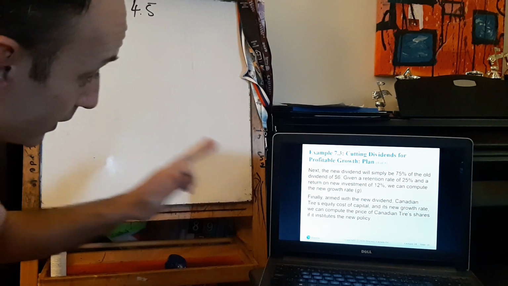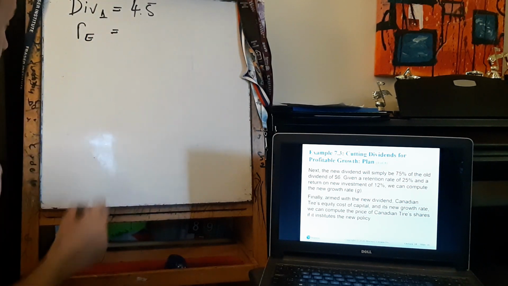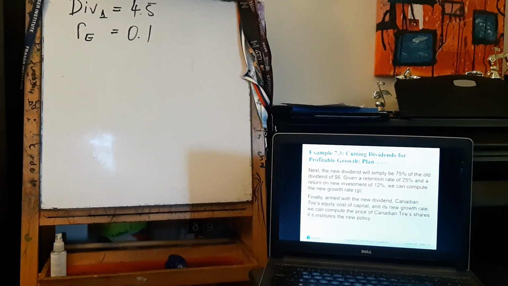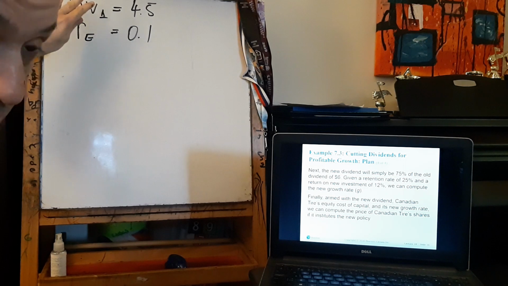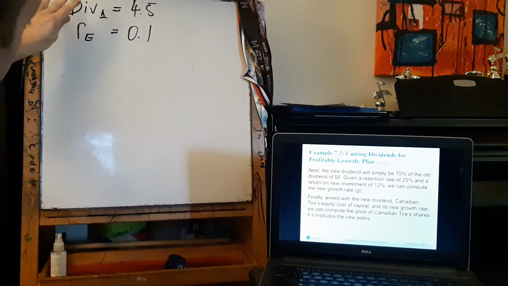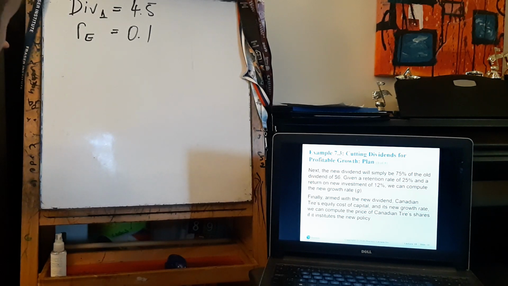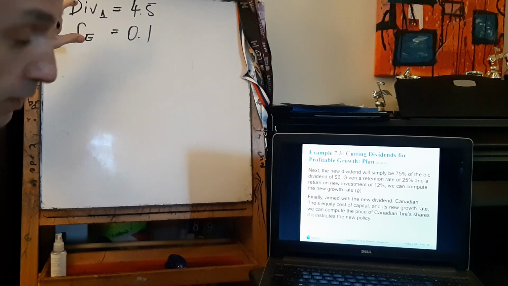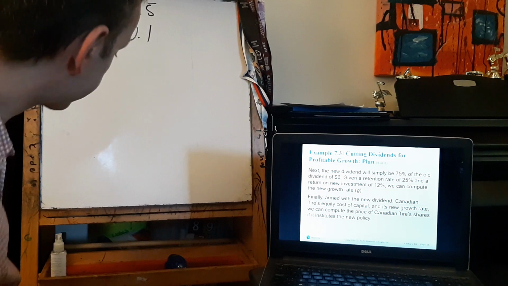Now we estimated last time that RE, the opportunity cost of capital for Canadian Tire, is 10% or 0.1. Now what we want to do is, this is a hypothetical scenario, so there is no share price in the market for this scenario, because Canadian Tire hasn't done this yet. But what we want to do is, if they do this, we want to try to figure out or predict what the investors, or what the market, at least a competitive market, is going to do.